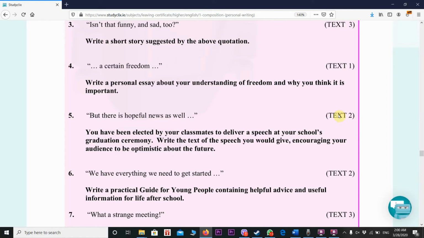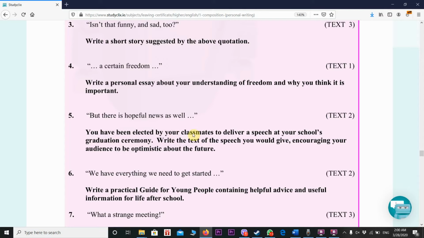I'm looking at the 2010 composition, composing part, higher level, question number 5. As you see, it says text 2, but there's hopeful news as well. I always recommend that you read the text, but some students don't have the time to do so. So proceeding to answer the question without reading text 2 if you haven't already is also fine. But in case you have the time, I recommend that you read it. So you have been elected by your classmates to deliver a speech at your school's graduation ceremony.